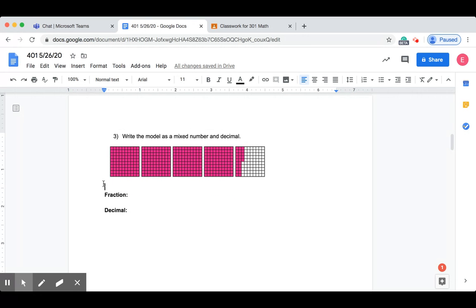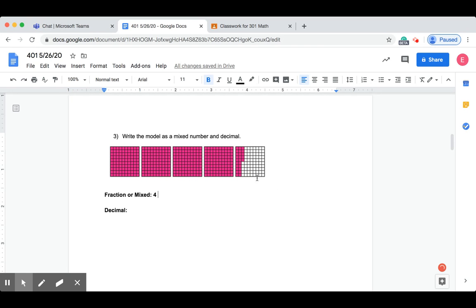Now the third type of problem that you may see today is write the model as a mixed number and a decimal. So for a fraction or mixed number, the first thing I'm going to look at is, now we know these all are 10 by 10. So when you see these, it's 10 rows by 10 rows, which will give us 100 because we're talking in hundredths. So I have 1, 2, 3, 4 of them that are completely full. So I know my whole number will be 4.